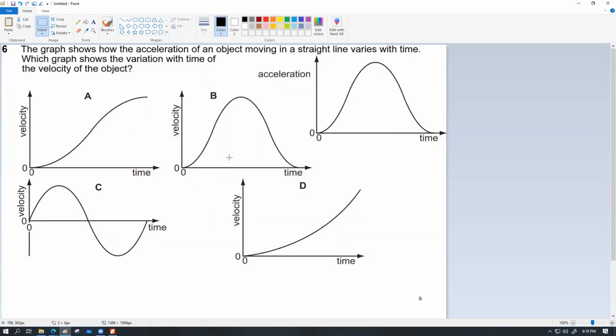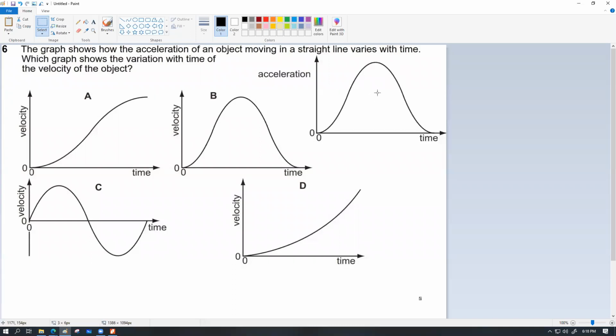And then again, if you compare the shape, this one represents a low gradient at the beginning, and then the gradient of the VT graph should increase. Gradient of VT graph should peak at this level, which is somewhere over here. Highest gradient represents the maximum acceleration. And then as further time goes by, the acceleration is decreasing. So the gradient of this graph is also decreasing.